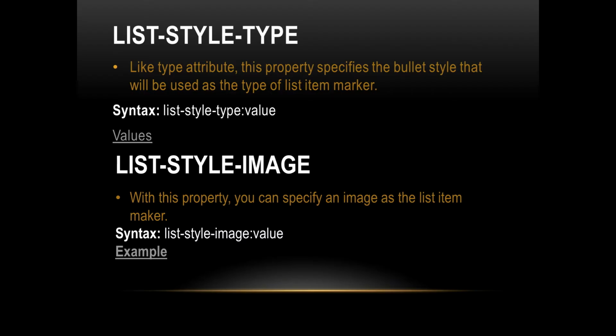The second list property is list-style-image. Now in this we do not take alpha, Roman or decimal as the value for the list style, but we take an image as a value. So with this property you can specify an image as the list item marker. So the syntax is list-style-image and value. Let's take an example for this.